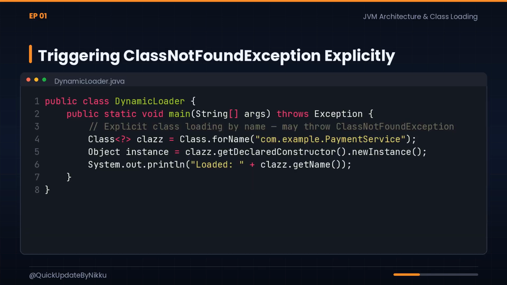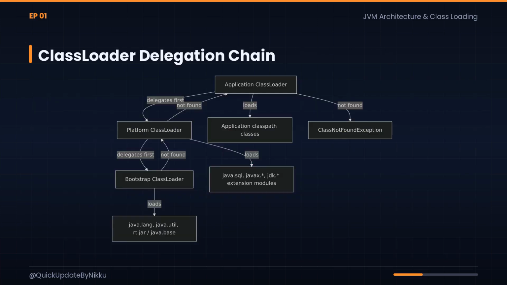Class.forName is the canonical way to load a class by its fully qualified name at runtime, and it is the primary site where ClassNotFoundException surfaces. The class loader searches its delegation chain, bootstrap, platform, then application, and if none of them can locate the bytecode, it throws. This pattern is the backbone of JDBC driver registration, plugin systems, and any framework that loads user-supplied classes by name from configuration.